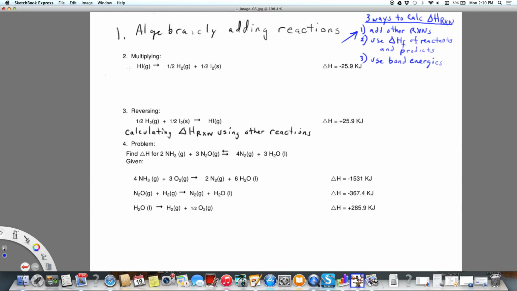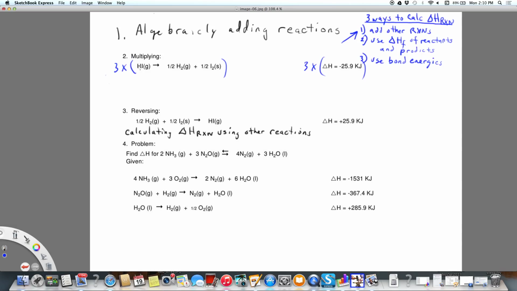So some things we can do: multiply. Let's say that I needed 3HI. So I can multiply this whole thing, and in that case, I would multiply the heat. So if I needed, for example, in my final reaction, 3 hydrogen iodides, and I needed to multiply the whole reaction times 3, then I would multiply the heat by 3.